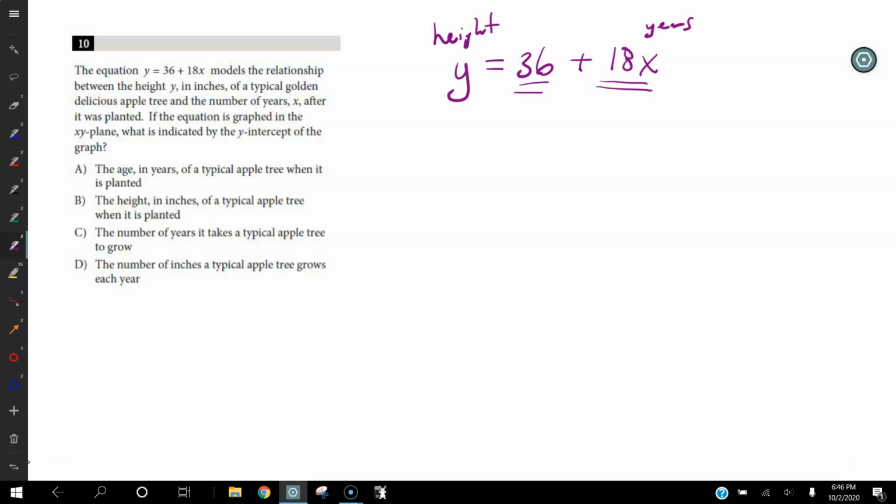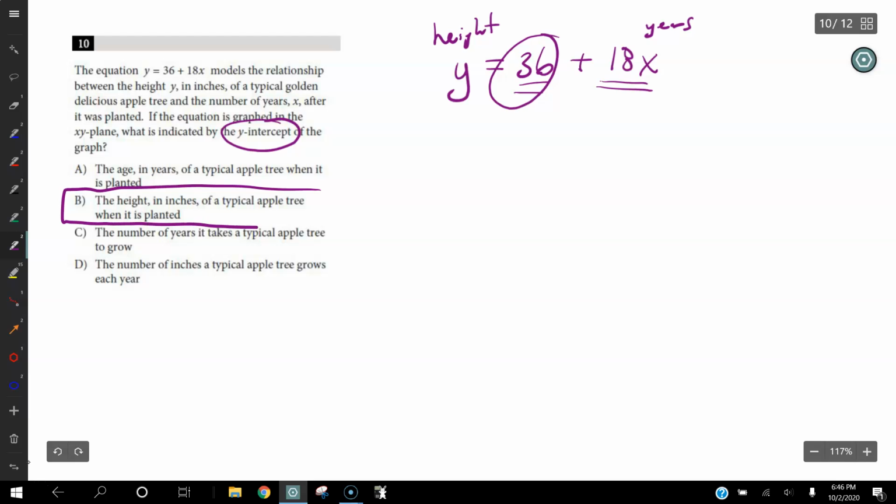So if the equation is graphed, what is the y-intercept? Well, remember, y-intercept is the start. So it looks like that is the height when it was originally planted. So when years equals 0, that's going to be the starting amount. So right here, that represents the y-intercept, b.